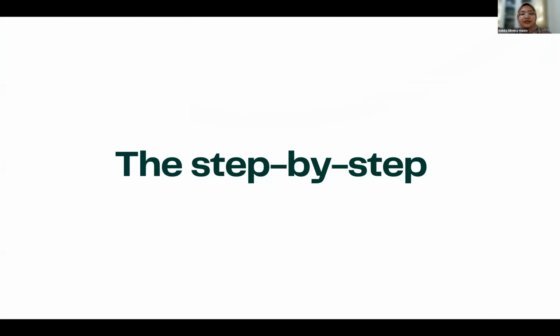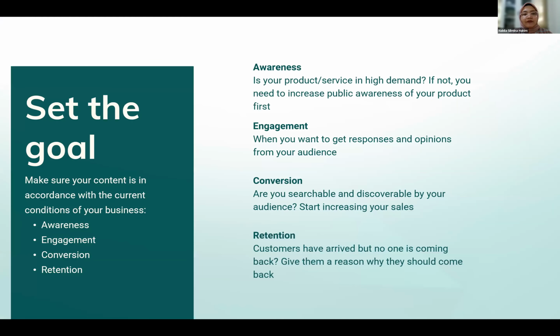Okay, now we go to the step-by-step of creating content. The first one is, of course, we have to set the goal. We have to make sure our content is in line with the current conditions of our business. For example, if we just launched our business, it will be different from a business that has been established for a period of time. Or if we just launched a product, we need to make customers aware of it. So we have to set the goal first, whether it's for awareness, engagement, conversion, or loyalty and retention.